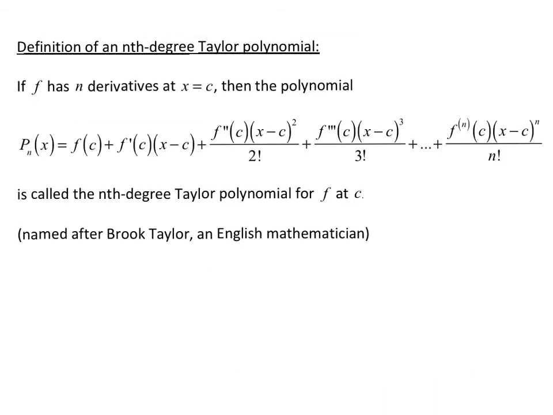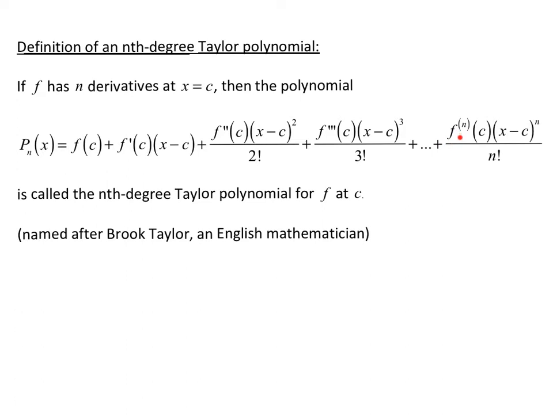So now let's get into the definition of a Taylor polynomial. We're talking about an nth degree, where n could be any number you choose. If f of x has n derivatives at x equals c, then the polynomial p sub n of x is equivalent to f of c plus f prime of c times x minus c plus f double prime of c times x minus c squared over 2 factorial plus f triple prime of c times x minus c cubed over 3 factorial, and this just keeps going till you get to whatever degree you want to define it at.